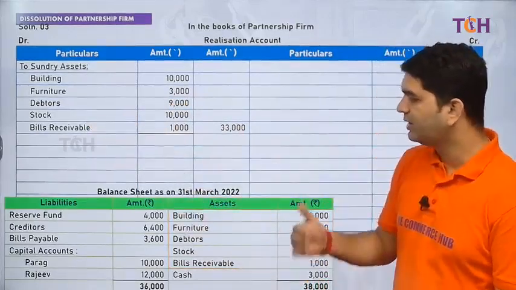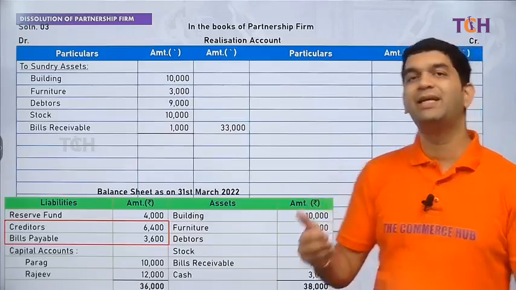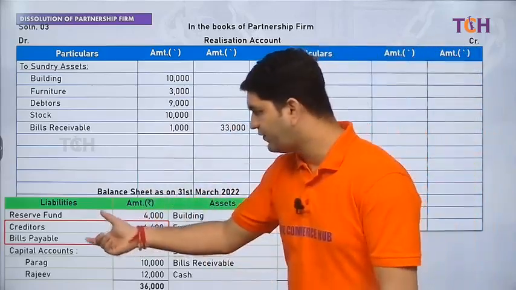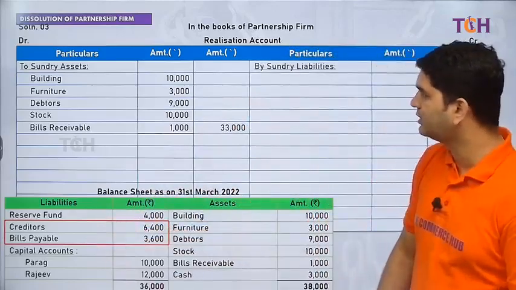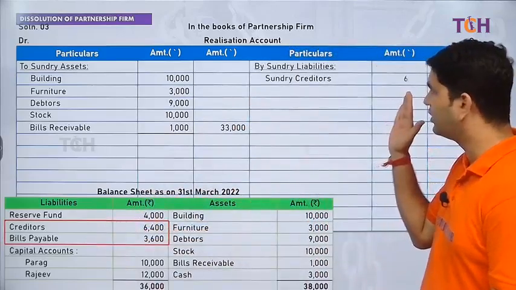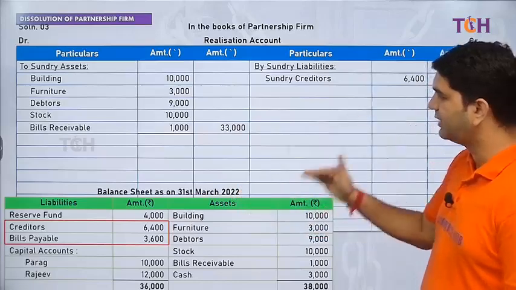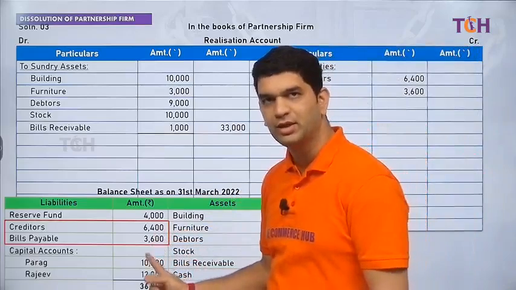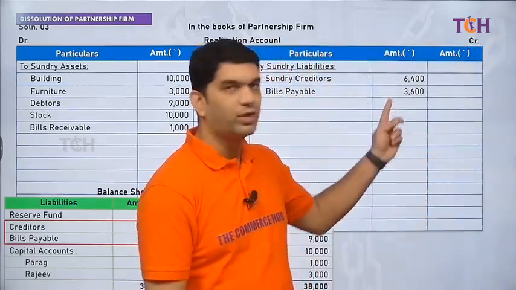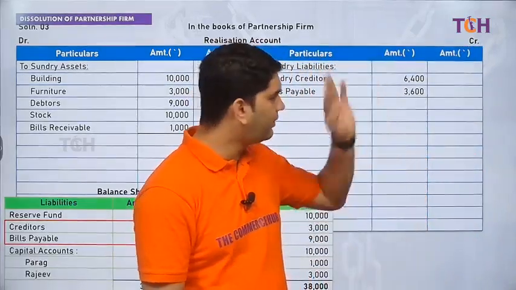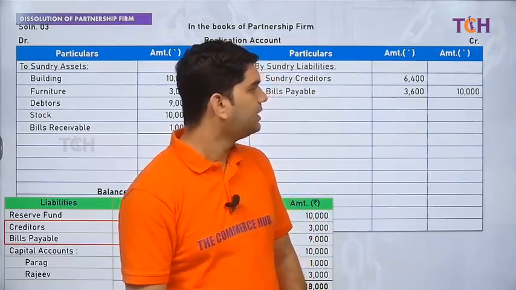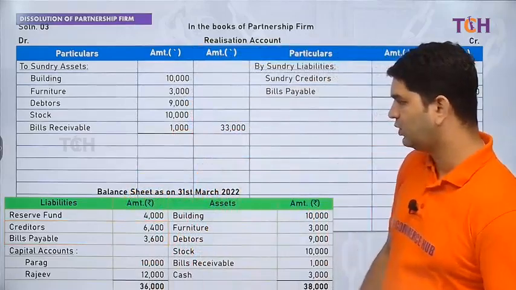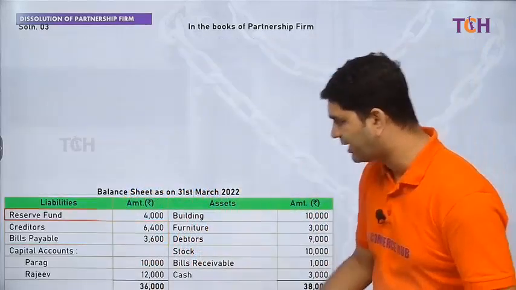Now the next one is to transfer all the outside liabilities as well. So liabilities would be recorded on the credit side of realization. First we'll record the amount of creditors, then bills payable, which are at book values. Book values means same values. Look at this. These are the values we have recorded here as well. Okay, now again, the total is 10,000. Moving forward, let us go for the next part of it.